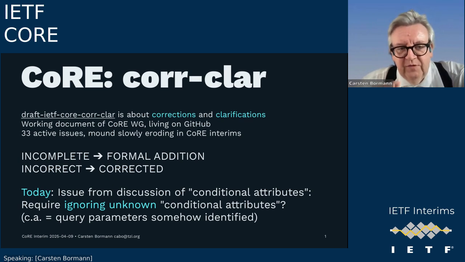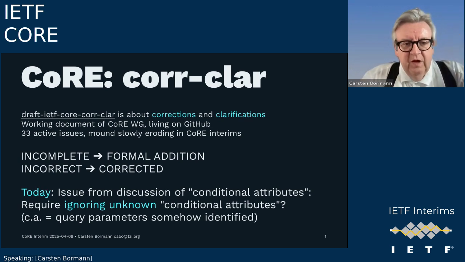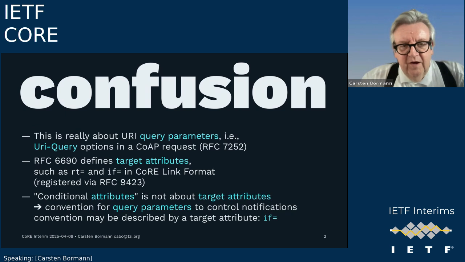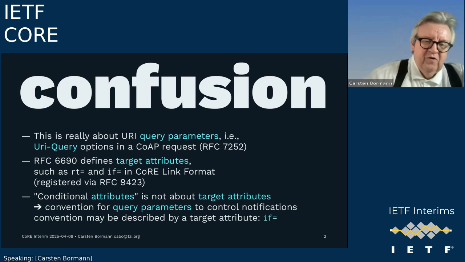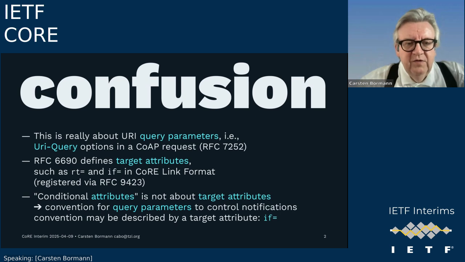So I'm just looking at this issue in an independent way from the specific questions raised by the conditional attributes draft. And as Esko said, for instance, one thing we could require is ignoring unknown conditional query parameters, which are still called conditional attributes on these slides. Before I go into details, there is some confusion here, and it has in the past already created a lot of confusion. The draft is called conditional attributes, but this is really about query parameters, as Esko correctly said. So things that turn up in URI query options in a CoAP request.